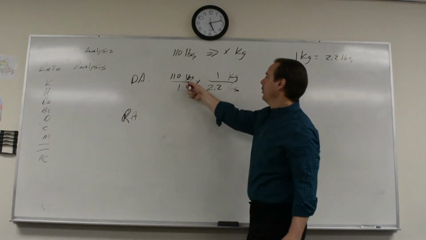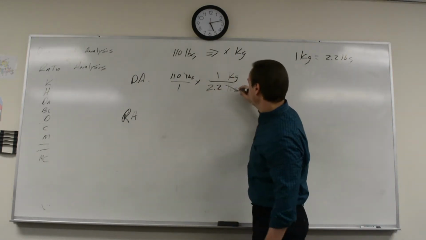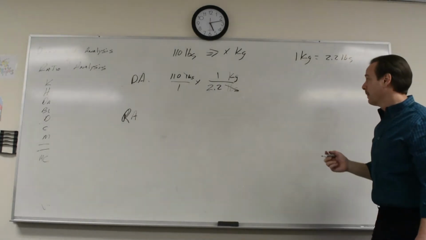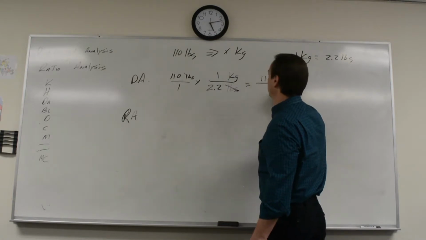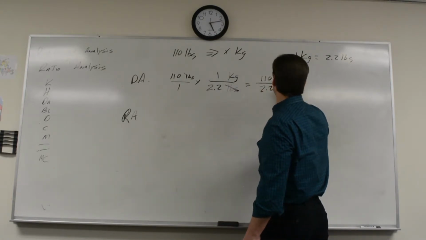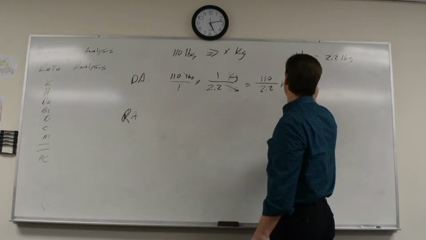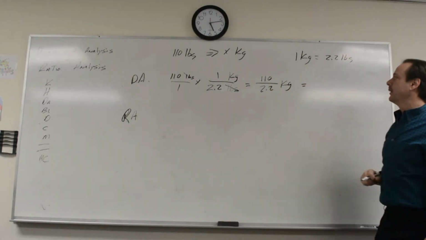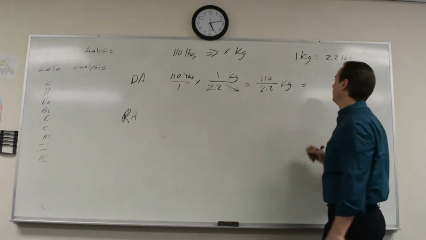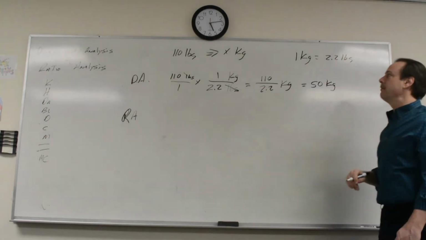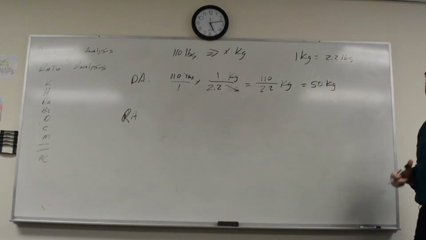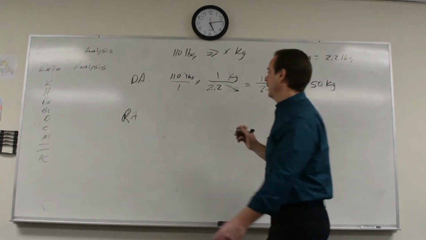We've got pounds in our numerator, pounds in our denominator, the pounds cancel. We have just converted to kilograms. This is going to equal 110 divided by 2.2, and our units will be kilograms. Somebody divide this out real quick. It's 50. So this is telling you 110 pounds is equal to 50 kilograms. Make sense? Let's try it with the ratio analysis.